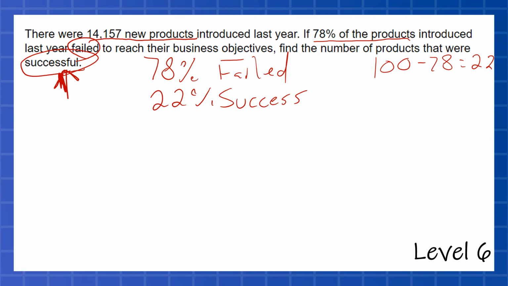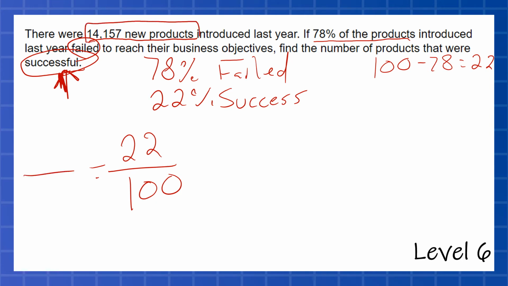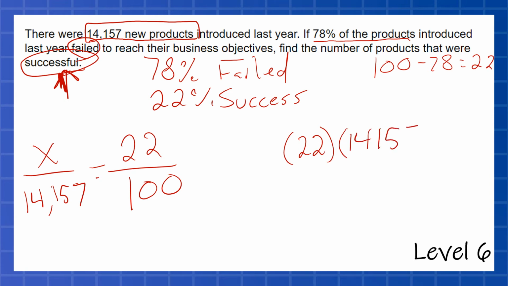So we tried to trip you up by giving you the opposite of what you needed. We gave you the failure instead of the success. So we can go ahead and write 22 over 100. And we set that equal to, and now I have to decide, is this just the products that failed, or was it the whole products? Was it all of them? And yeah, it's actually the big number. It's the whole number of products. And then I can put an X right there. Again, I can cross multiply and divide, so I can go ahead and multiply 22 times 14,157 and divide by 100.